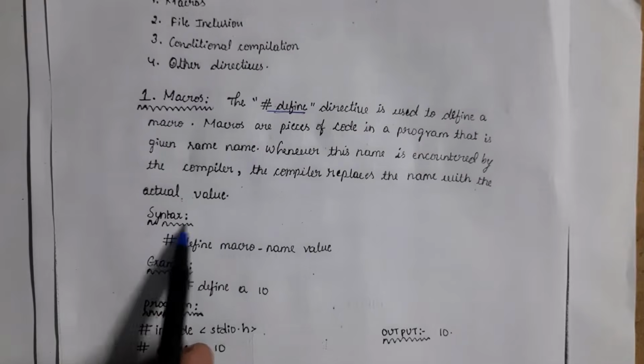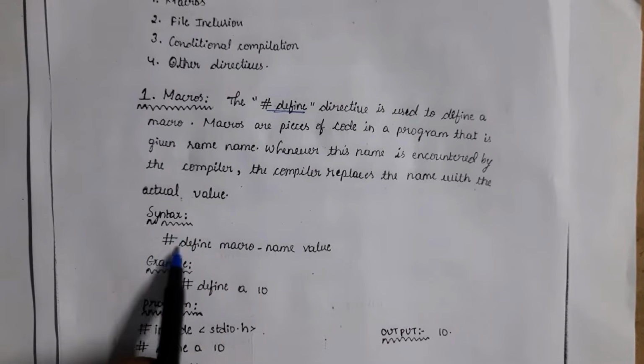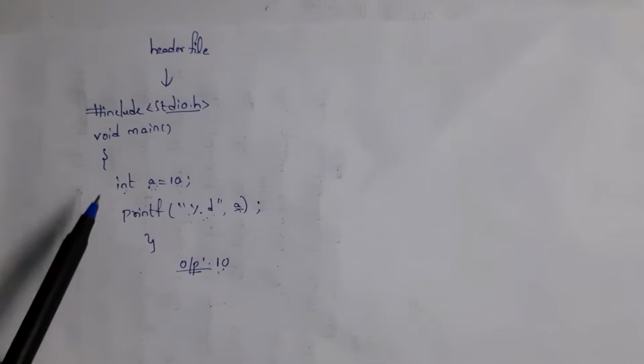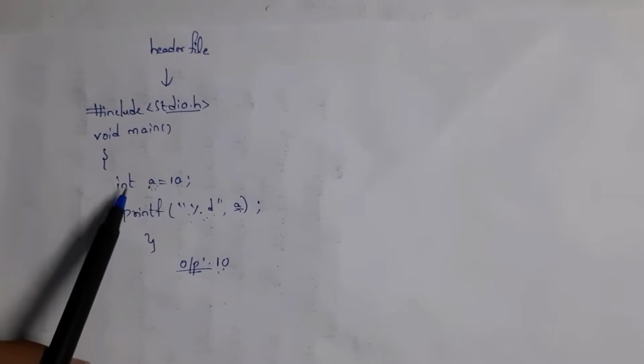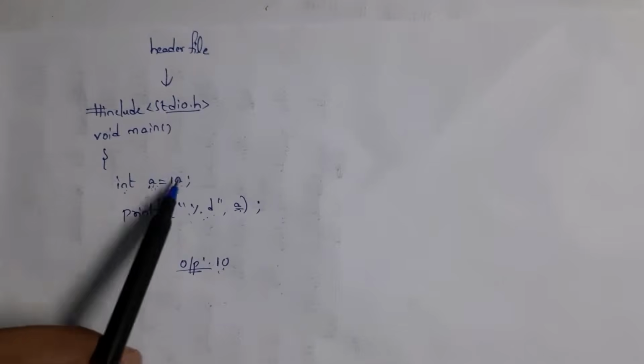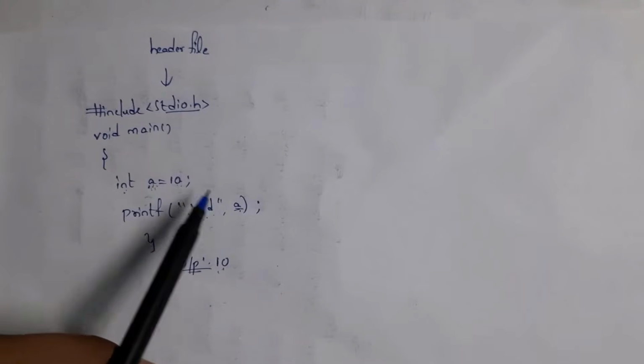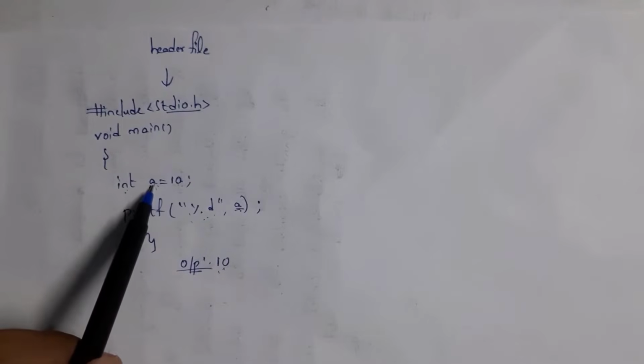This is the syntax of a macro: we always need to include the #define directive in order to define a macro, then the macro name, and then the value. Normally we write a program like this: #include <stdio.h>, and after that I wrote void main. Inside void main I wrote int a = 10, where int is the data type, a is the variable name, and 10 is the value. After that I wrote printf("%d", a). Whenever I write this code, whatever value is present inside variable a will be generated as output. So my output is 10 because the value of a is 10.